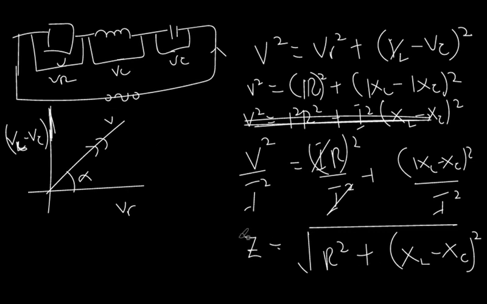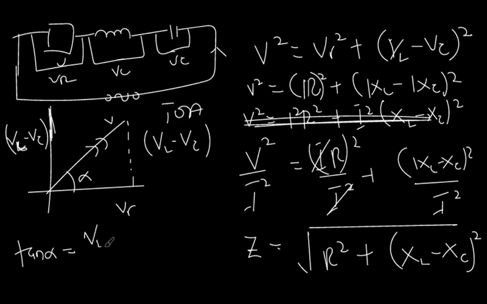And then if we are asked to find a phase angle, we know tan alpha will be equal to what? If we finish this diagram, this will be VL minus VC. So we have opposite, which is VL minus VC, divided by VR, which is what we have over here. And if we further break this down, we'll be getting XL minus XC divided by R.